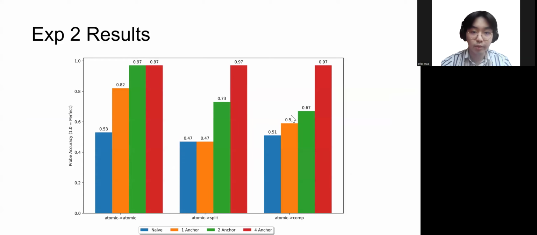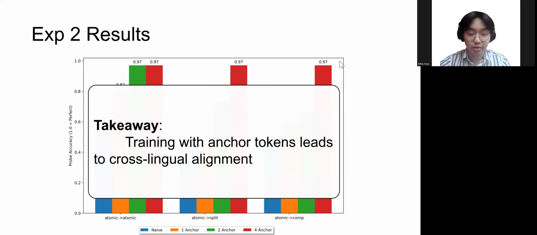In experiment 2, we train bilingual models with different language pairs and introduce different numbers of anchor tokens between these language pairs. With more anchor tokens, we can see there is an improvement in the alignment of representations, indicated by the increasing trend of the probing accuracy as more anchor tokens are introduced. This result confirms that training with anchor tokens does lead to cross-lingual alignment.